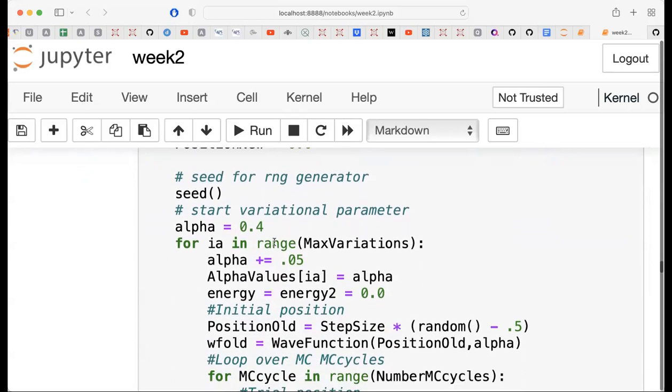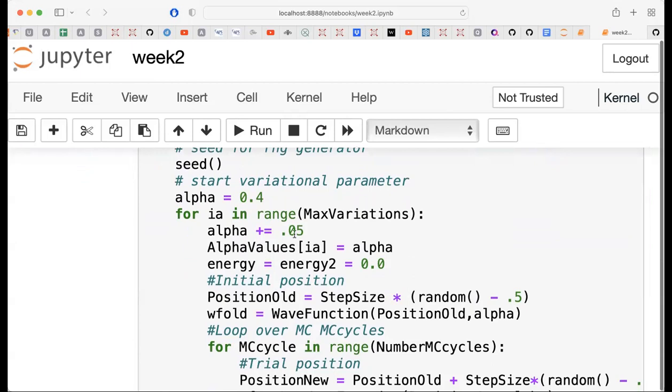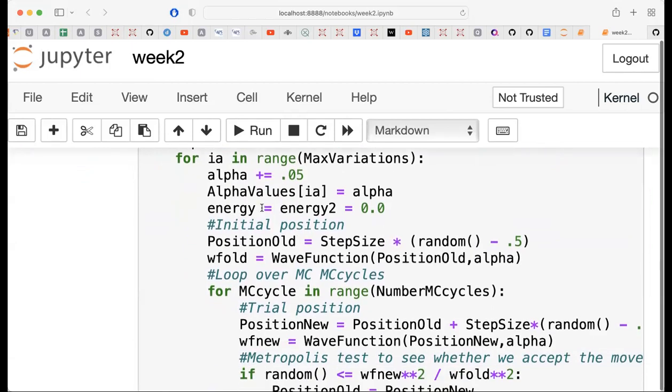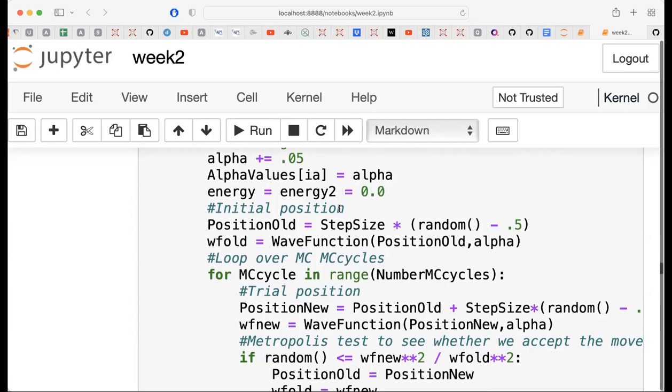And then I'm running over these variational parameters. This is my outer loop. Here I know that the optimal parameter is equal to 1, but I'm letting it run over a range of parameters, and then I just increase it by small steps. I define the energy and the energy squared. These are quantities I want to calculate. And now you see that I'm letting my random walker jump in position space here. It picks random numbers between 0 and 1.